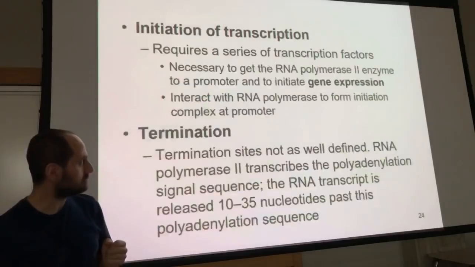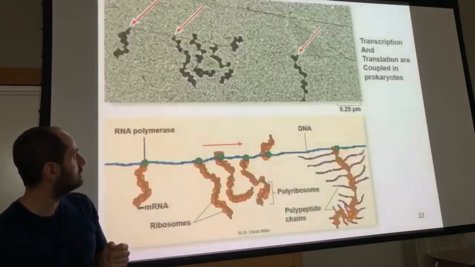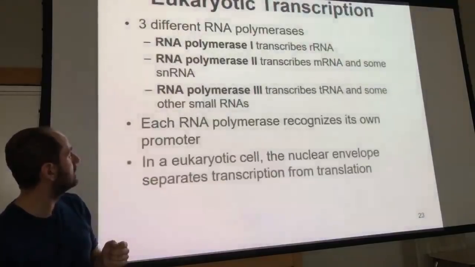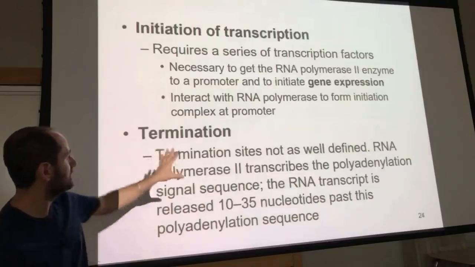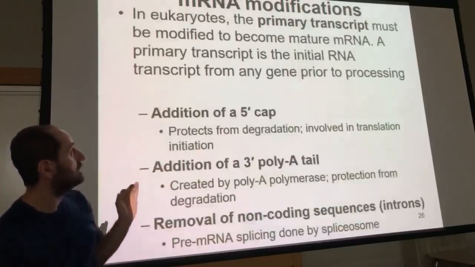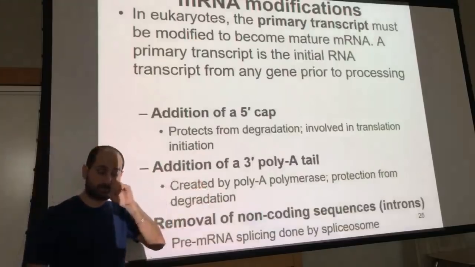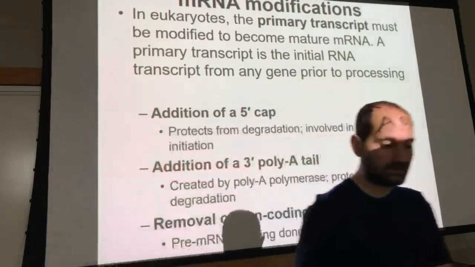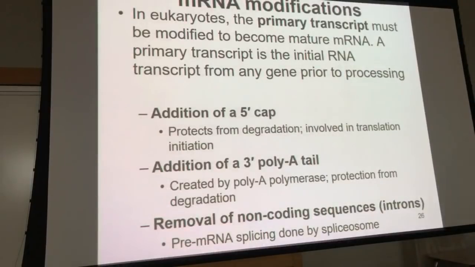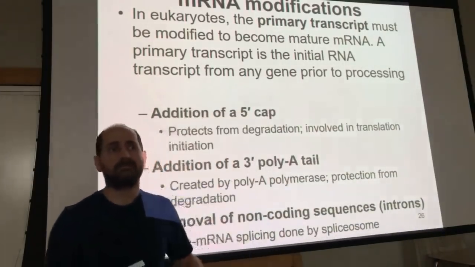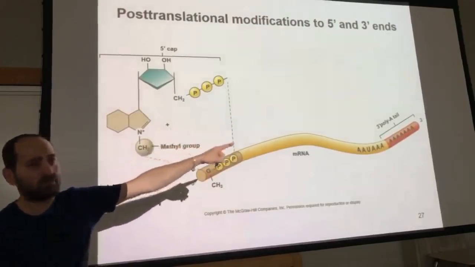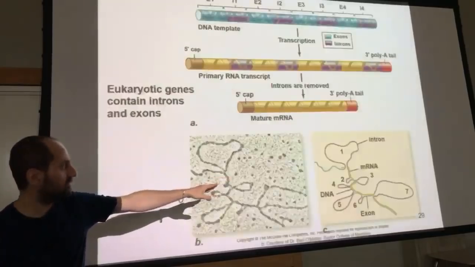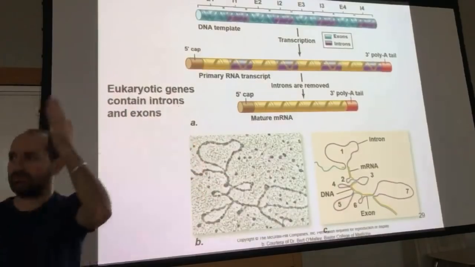What else? You don't need to know the difference between polymerase 1, 2, 3. You don't need to worry about that. Termination, you don't need to worry about that. Now, only in eukaryotes you have mRNA modification, or mRNA processing. You've got 3 modifications you need to do. Remember: 5' cap, 3' poly-A tail, and removal of what part? The introns, removal of introns.